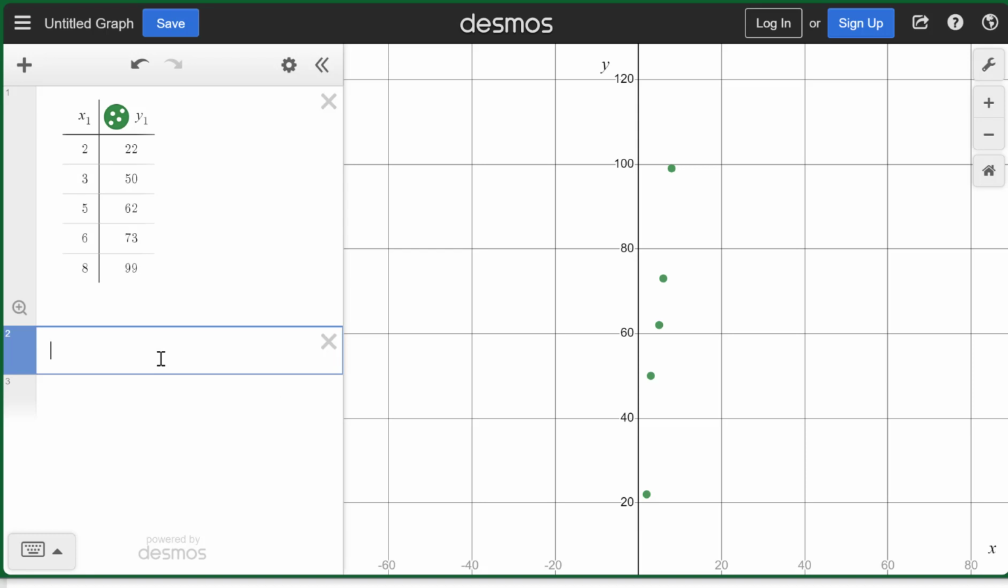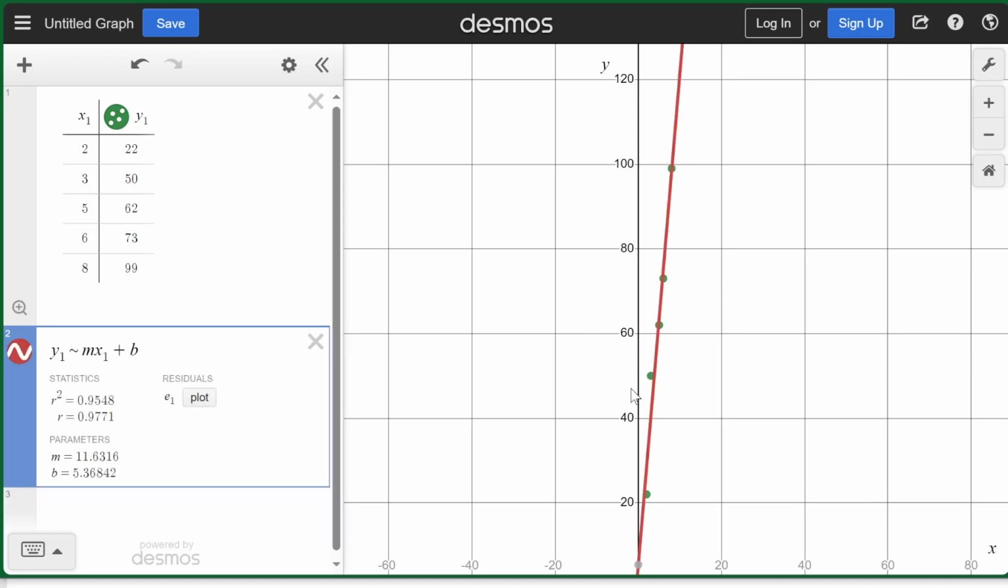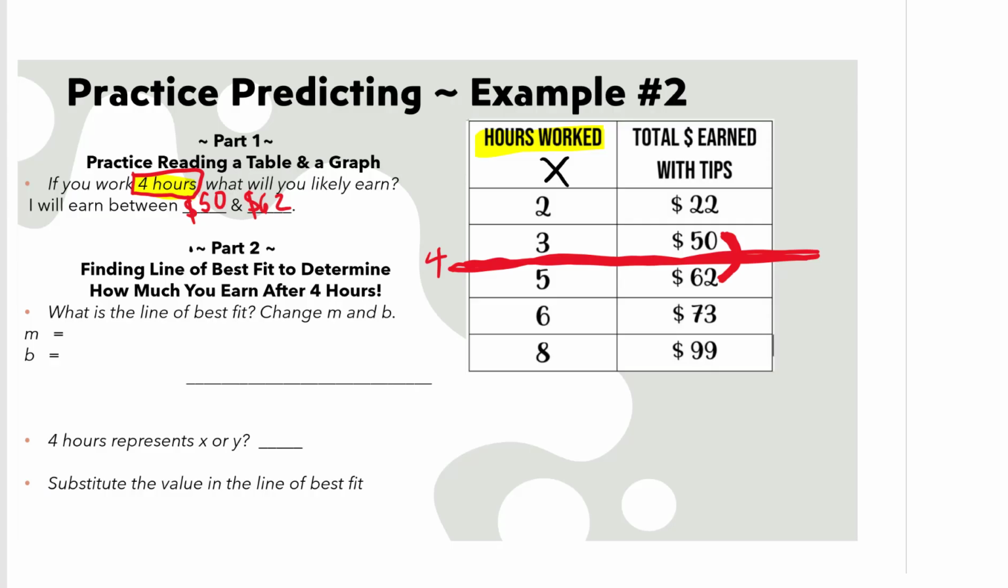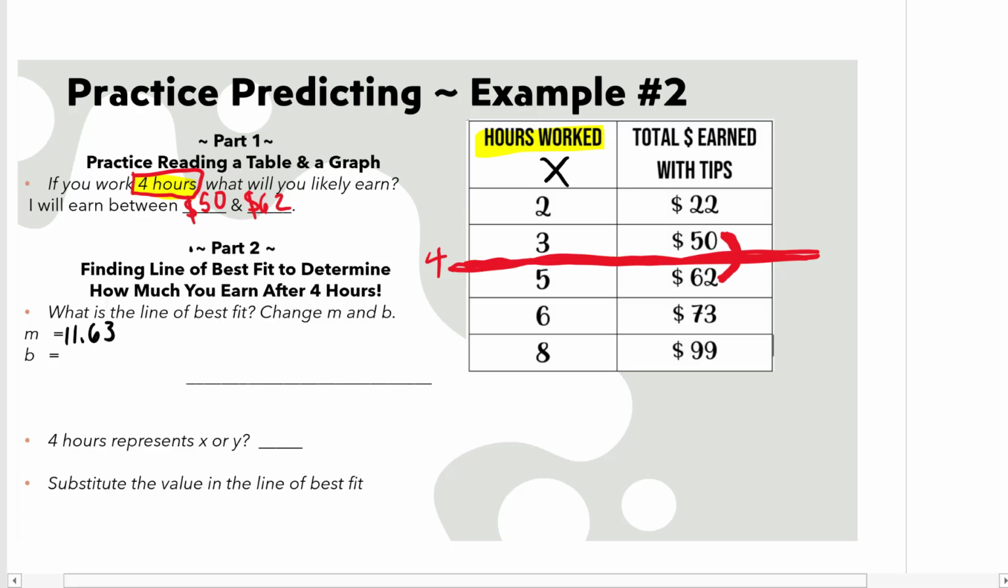Step 3, paso 3, es escribir la fórmula. Y1, squiggly, mx1 plus b. There is my line of best fit. The answer is m equals 11.63. So you can write that here, 11.63. My b is 5.36.